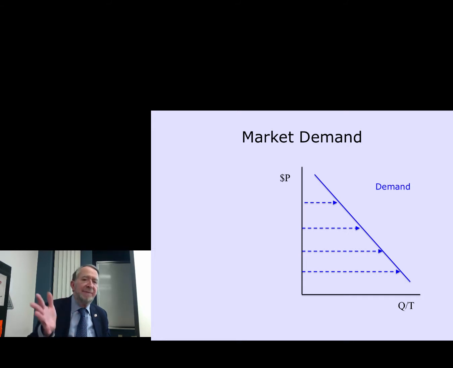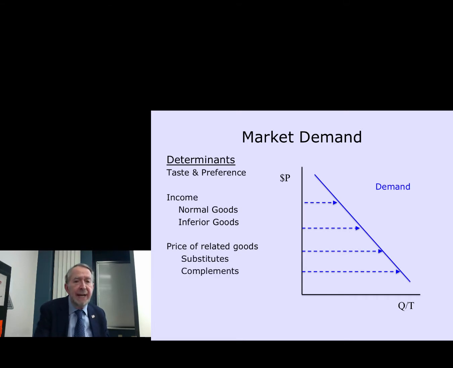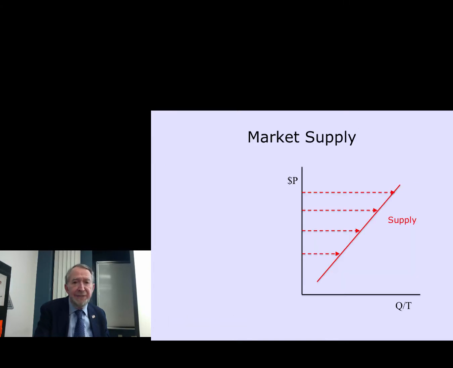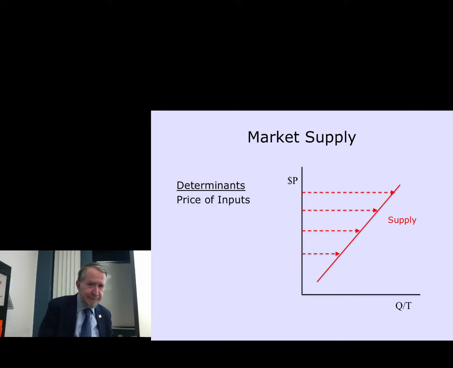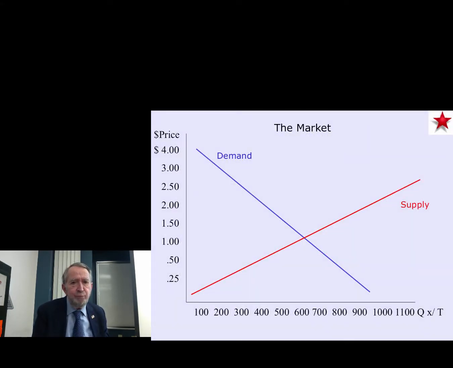So just to review, demand is downward sloping, indicating buyers' willingness to buy, determined by taste and preference, income, 2 possible directions, price of related goods, substitutes and complements, price expectation, and number of buyers. Seller supply curve determined by price of inputs, value of alternative outputs, technology, and number of sellers.